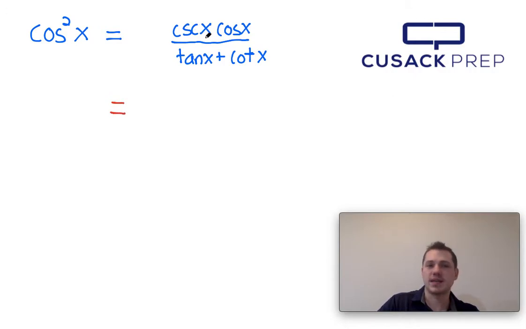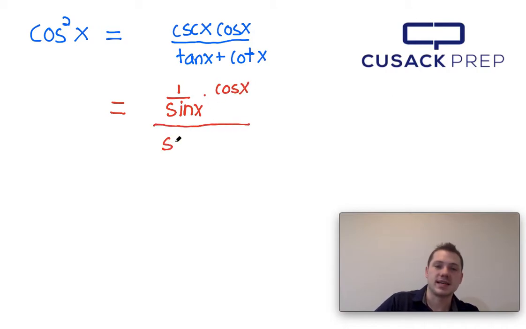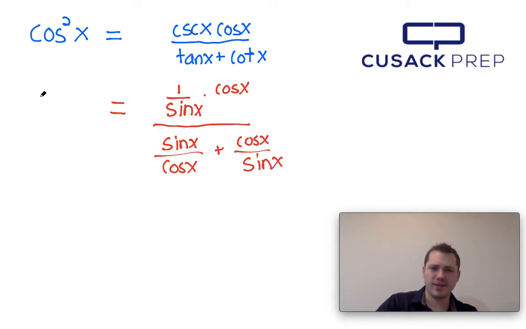So cosecant of x, well, I know that is 1 over sine of x, and that's going to be times cosine of x. Tangent of x is sine of x divided by cosine of x, and cotangent of x is cosine of x over sine of x. And we're going to have to show that this is equal to cosine squared of x.